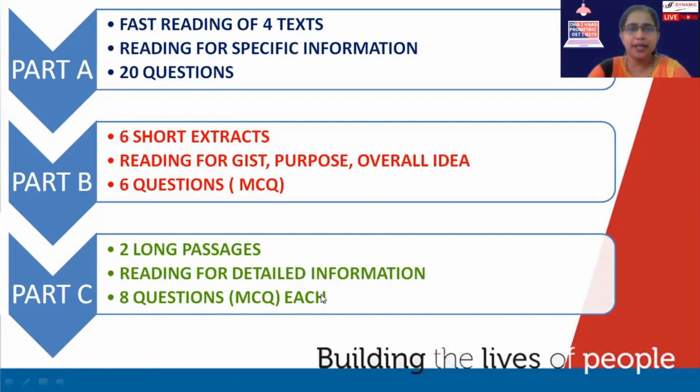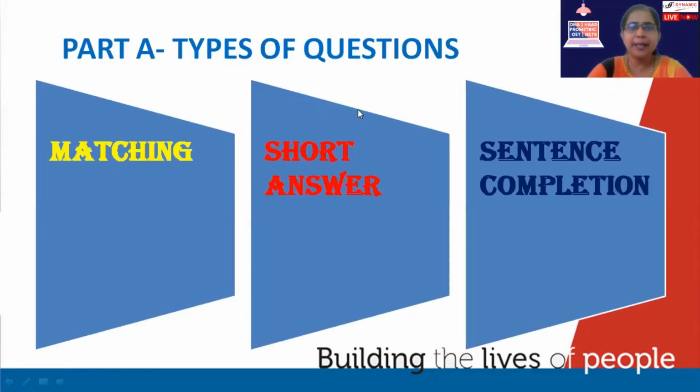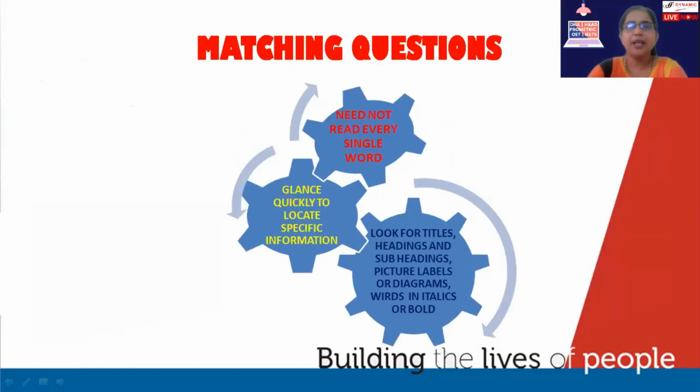Let's see each one in detail. In part A, there will be 20 questions and there will be 3 types of questions. They are matching, short answer, and sentence completion questions. In matching questions, certain information will be given and you need to find out in which text that particular information lies.